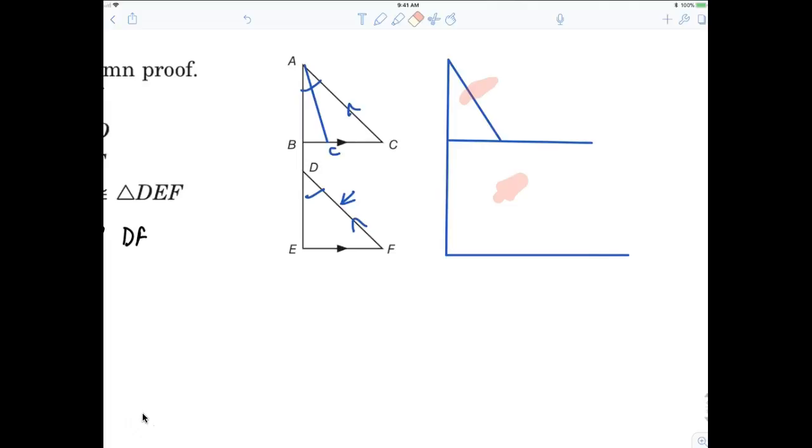But if I draw something parallel here, the triangles aren't congruent. You see what I'm saying? Like this angle is the same as this angle, but the triangles aren't congruent. But the lines that make them on the side are.